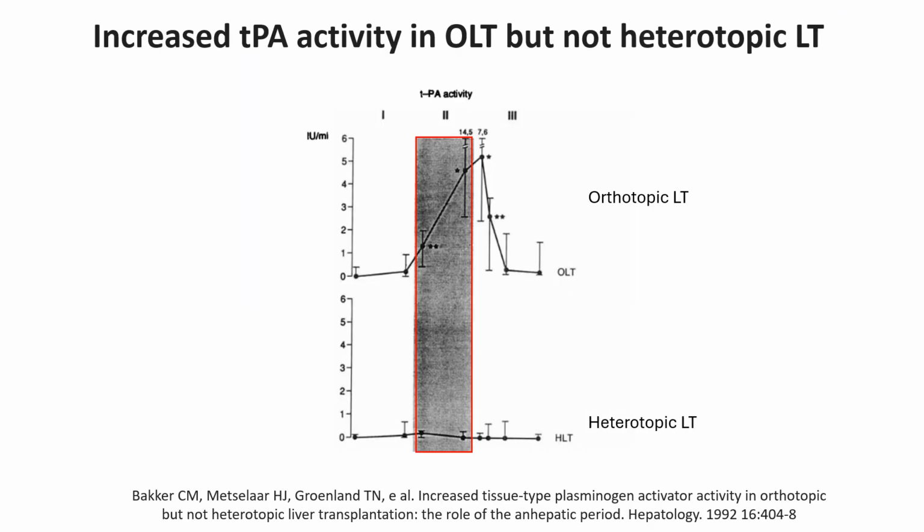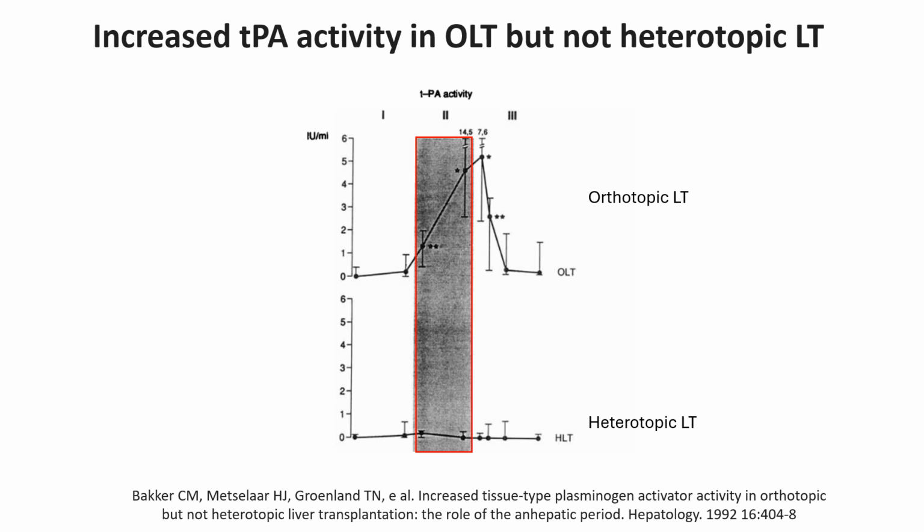This study looked into the cause of the high TPA activity, and in order to do that, they compared orthotopic liver transplantation with heterotopic liver transplantations. And if you see, the red box is the part of the anhepatic phase. In orthotopic liver transplantation, we see a very high increase in the TPA activity. This does not happen in heterotopic liver transplantation.